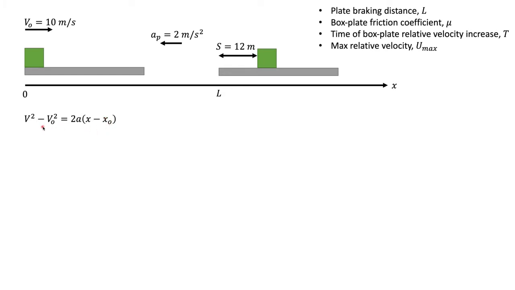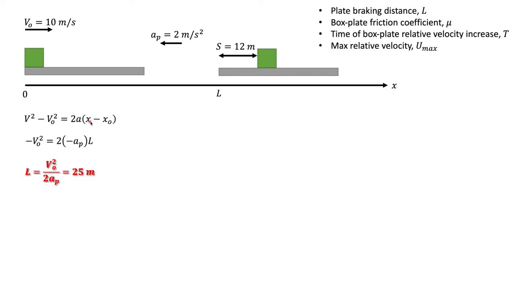So in our case, the first will be final velocity of the plate, which is 0. V0 is initial velocity. A will be our acceleration. And in this case, this A should be equal to minus ap, because acceleration is in the direction opposite of the coordinate system. Our initial coordinate will be 0. Our final coordinate will be L. And this is the equation we get, and from this equation we can quickly get L, which is 25 meters.